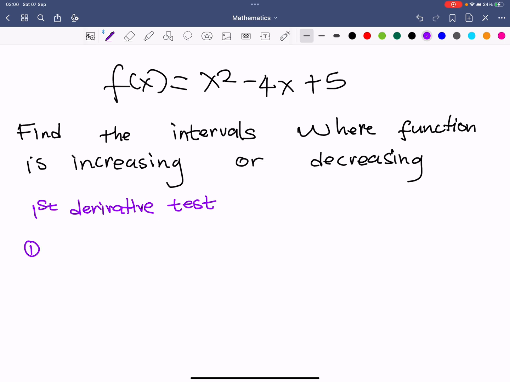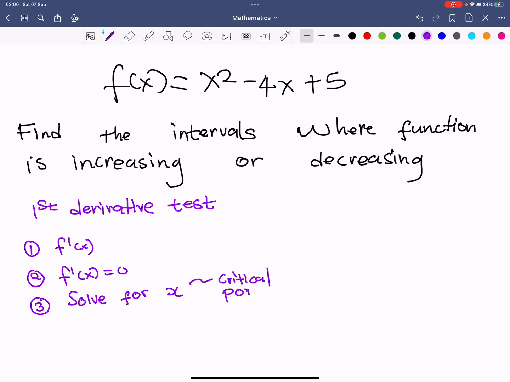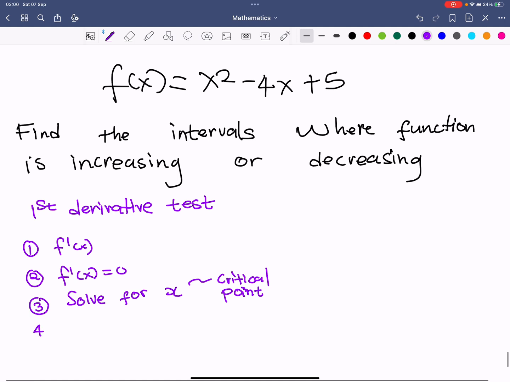The first derivative test has the following steps. Step number 1, you're going to find f prime of x. Step number 2, you set f prime of x equal to 0. Step number 3, you solve for x. When you solve for x, you get what we call the critical point. After solving for the critical point, you go to step number 4, which is to plot a number line.